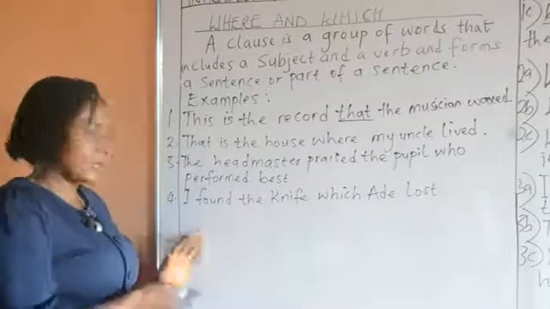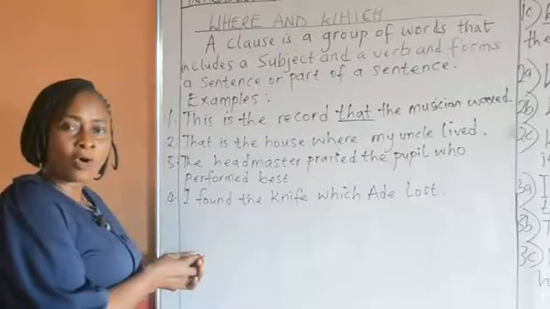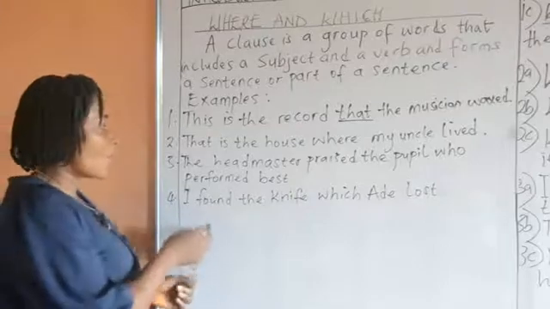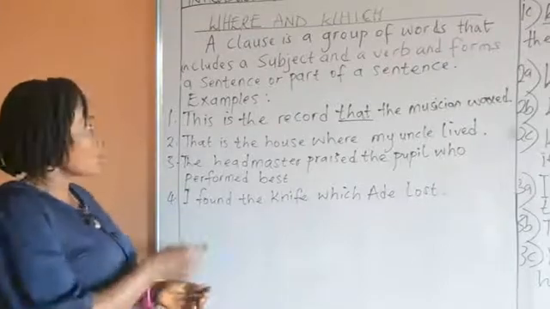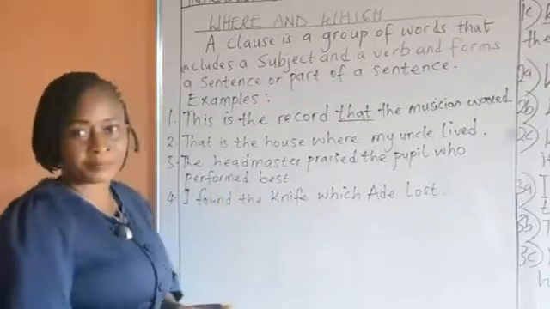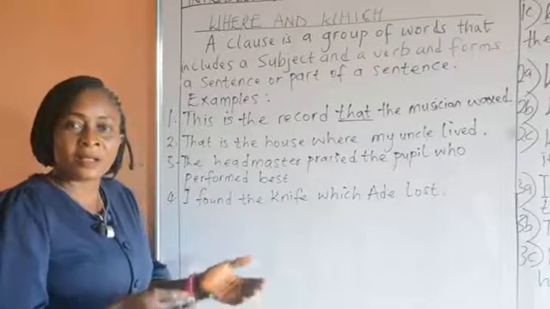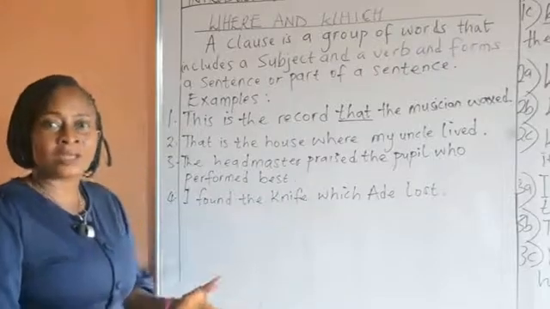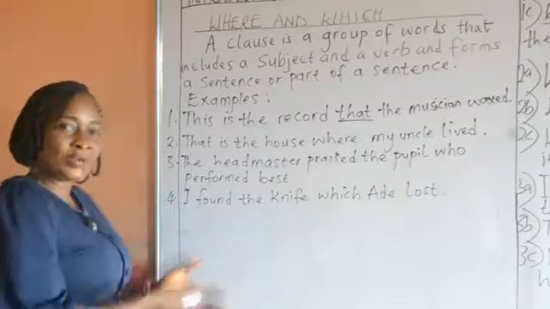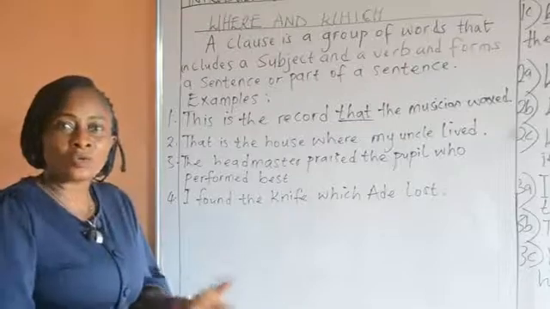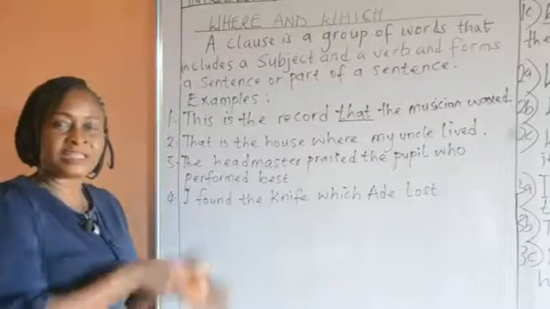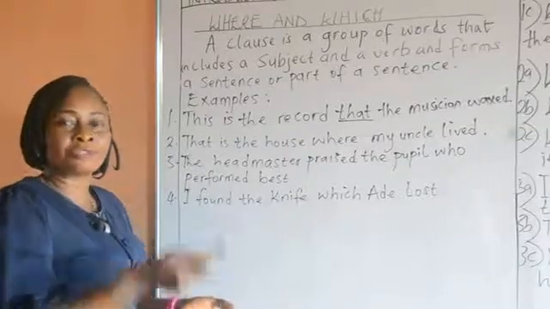The subject is the thing or the person that does the action or the action is talking about. And then we have the predicate part, which is made up of the verb. And the verb is an action word, a doing word. The verb in a sentence tells you what the subject has done or is doing. It tells you the action involved in that sentence, the action of the subject.